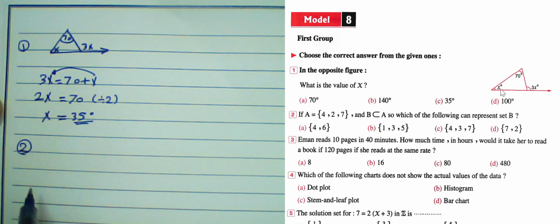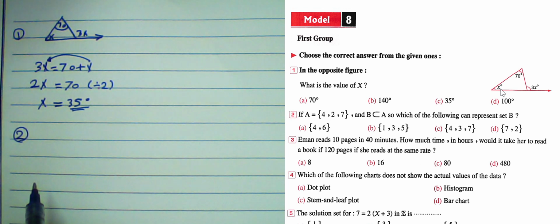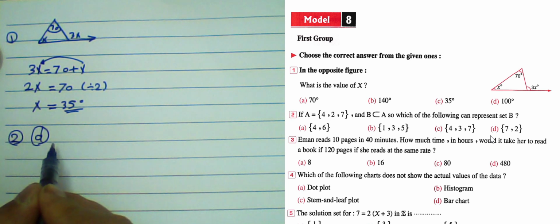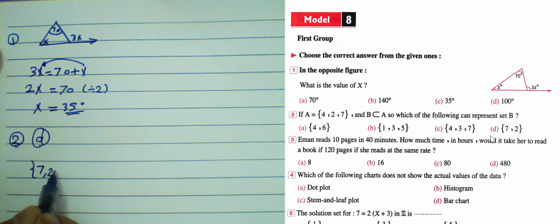Question number 2. If A equals the set of 4 to 7 and B is a subset of A, which of the following can represent set B? We know 4 and 6 are not a subset of this set. And what about the subset? We have 7 and 2. Choose letter D for this example because we have 7 and 2.